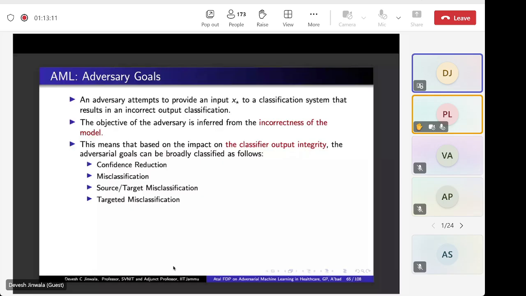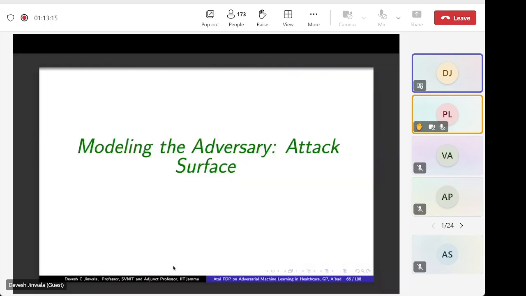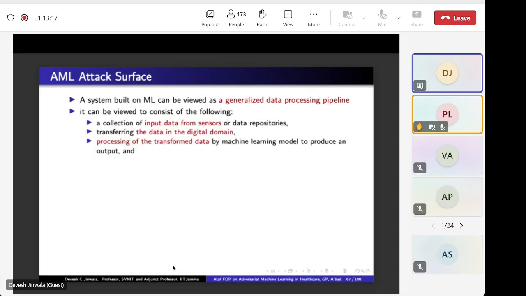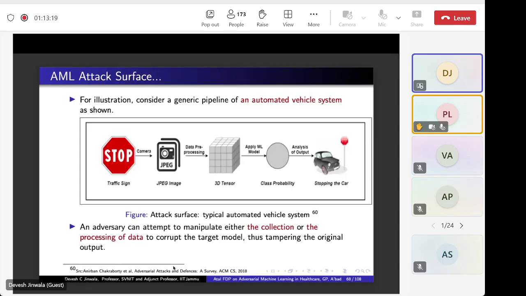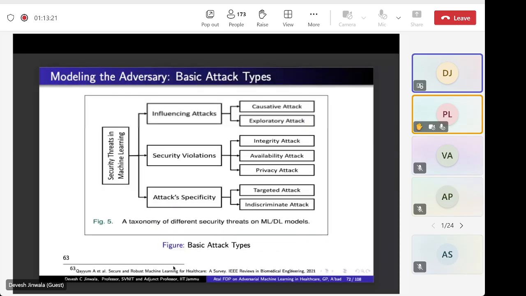So that is what would be targeted misclassification. Attack surface I already talked about. This also I talked about. Then I am showing different studies of these basic attack types in adversarial ML, but I'll not go into those. You can refer to them in the PPTs because I have already talked about these attacks.